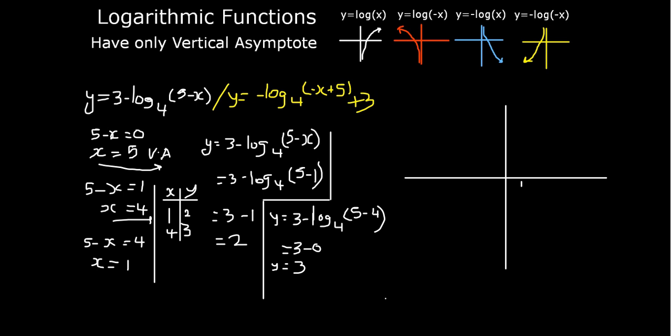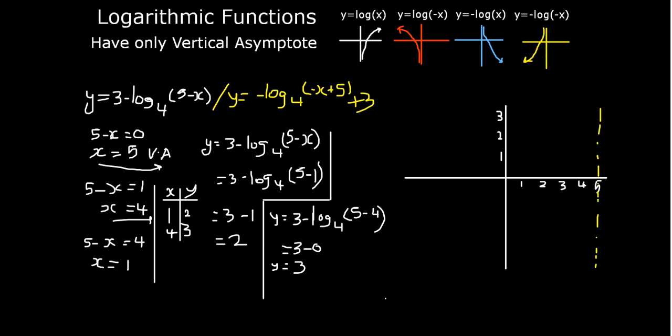We've got 1, 2, 3, 4, 5, right? Okay, then here on top we've got 1, 2, 3. What do we have here? What is our VA? Our VA is 5. This is where our graph will start. Remember, we are expecting the graph like this because it's both negative y and negative x. We are expecting something like this.